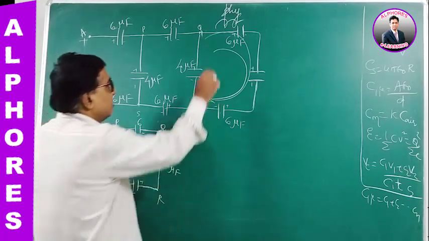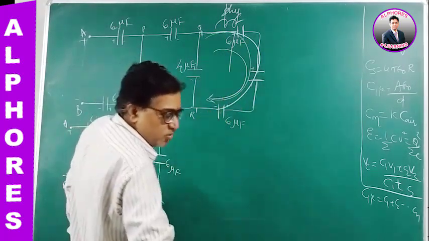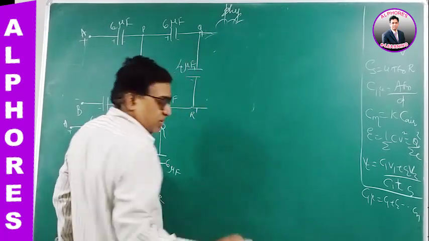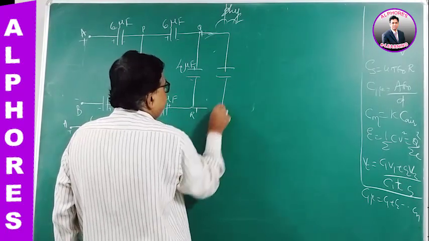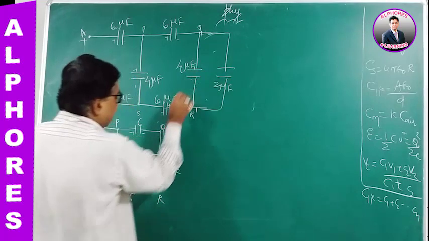Now it is like this. Because these three put together, we can replace these three capacitors and write down a single capacitor. The effective capacitor has 2 microfarad. 4 and 6 both are in parallel, so you can put it as 6.